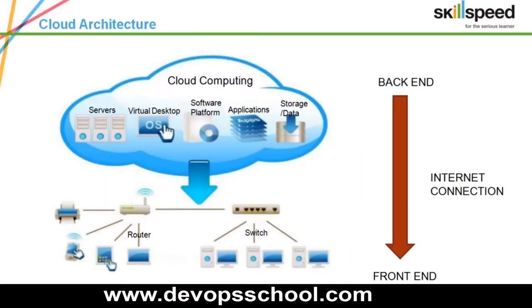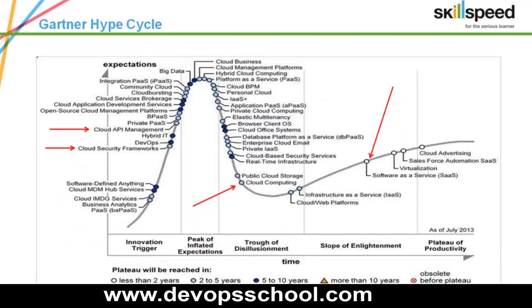So as part of the cloud architecture, if you look at normal usage, you have storage, an application, a platform, software platforms, a desktop, servers. All these things we can put on the cloud. Everything, networking, routers, switches, we can set up in the cloud. And to access it, it may just require internet connectivity.